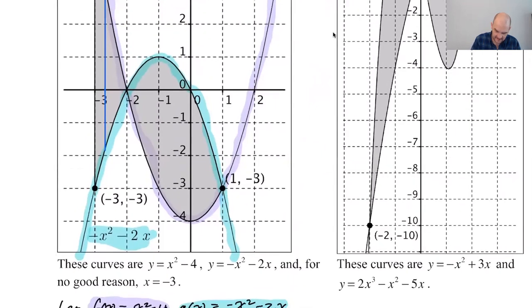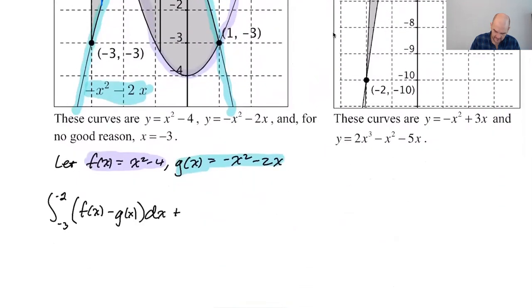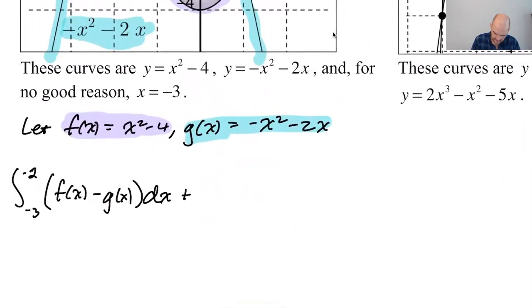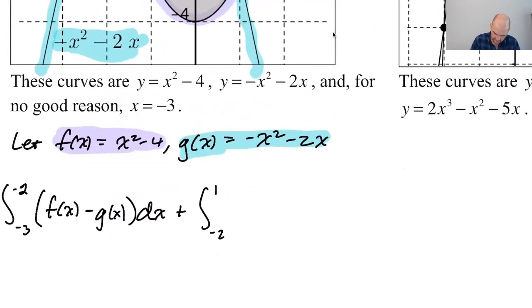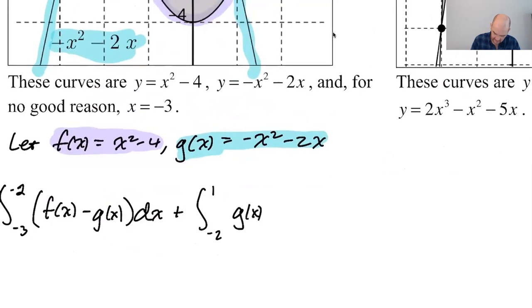And so on this interval, the top curve is the blue curve, and the bottom curve is the purple curve. So we're going to go from negative 2 to positive 1 of the blue minus the purple. We'll say plus the integral from negative 2 to 1 of the blue curve, which is g of x, minus the purple, which is f of x, dx.